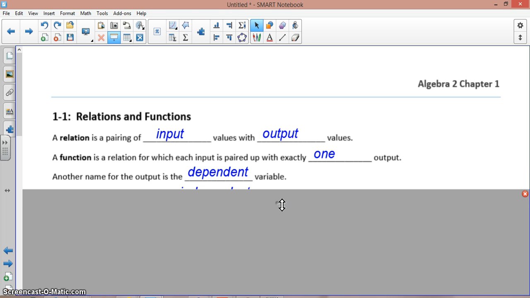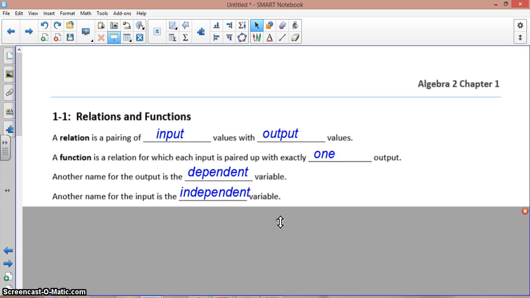Another name for the output is the dependent variable, and another name for the input is the independent variable. And we talked about that in science class. We also talked about that in class earlier. One way you can think about these is that every function is a relation, but not every relation is a function. Kind of like that good old every square is a rectangle, but not every rectangle is a square.